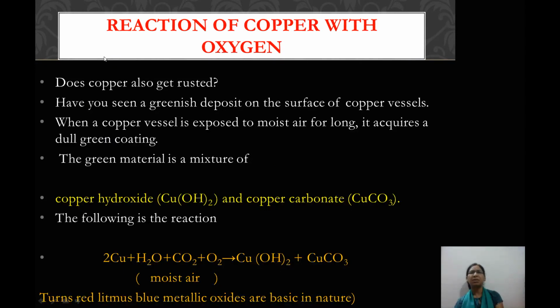Our next reaction is the reaction of copper, which is a metal, with oxygen. So, does copper also get rusted? Have you seen a greenish deposit on the surface of copper vessels? Just try to recall. When a copper vessel is exposed to moist air for long, it acquires a dull green coating. The green material is a mixture of copper hydroxide, Cu(OH)2, and copper carbonate, CuCO3.